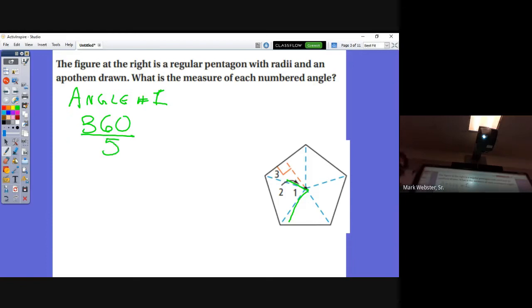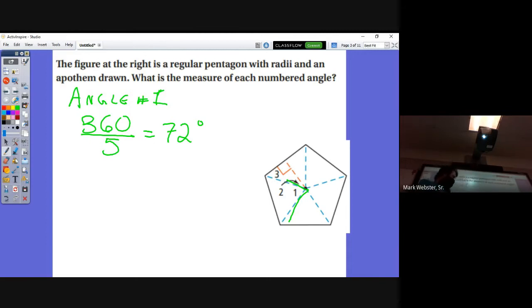What is 360 divided by 5? Anybody can tell me? 72. One really great way, when you want to divide by 5, remember you can just divide by 10, just drop the decimal place, and then times 2. So drop that decimal place, 36 times 2, 72. So each of these central angles here in the middle are 72 degrees.